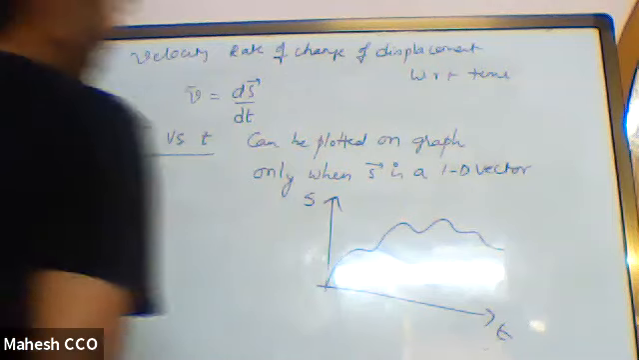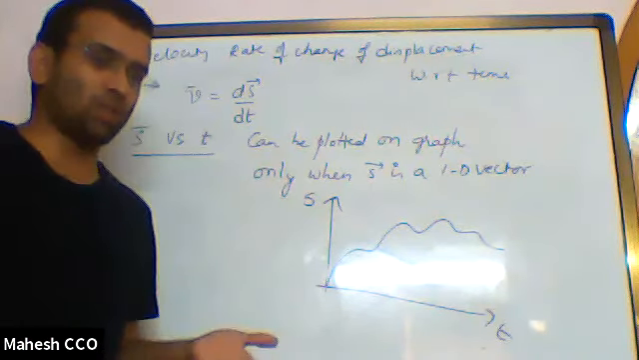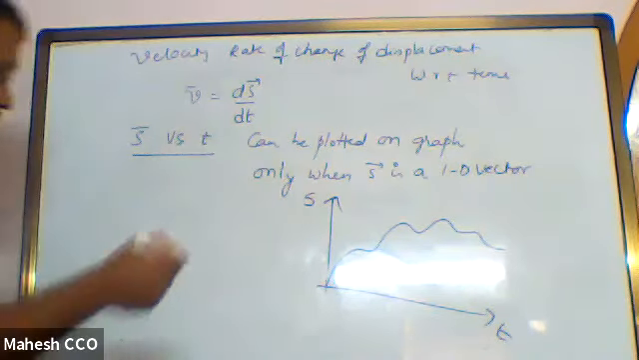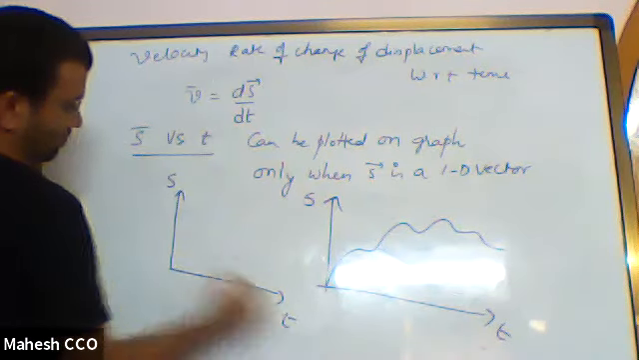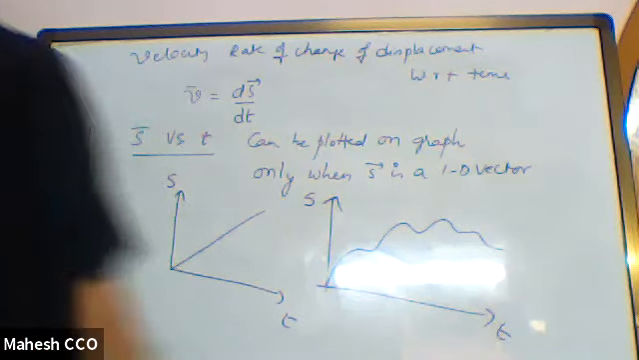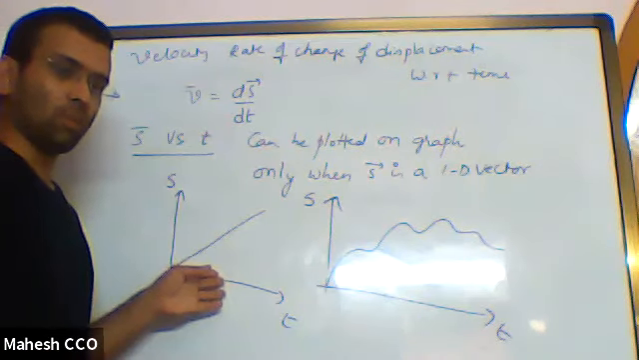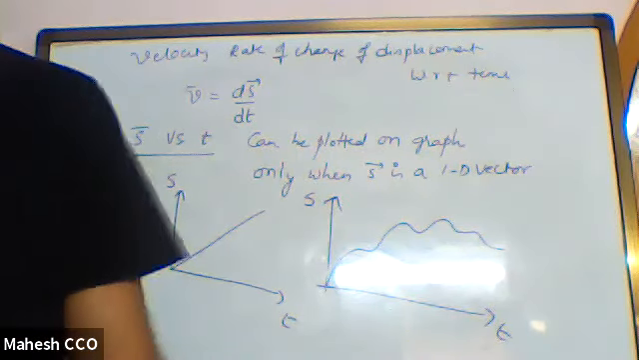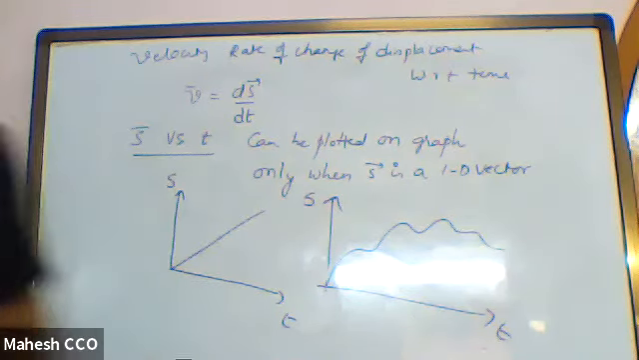Now, what it tells you is that the speed is not a constant. For example, if the displacement time graph is a straight line, then I will say that the velocity is a constant. Here the velocity is not a constant. But once I plot the displacement time graph, it means that the particle is moving in one dimension.